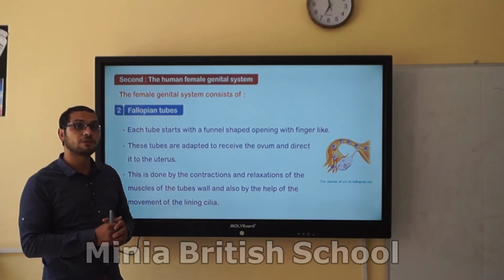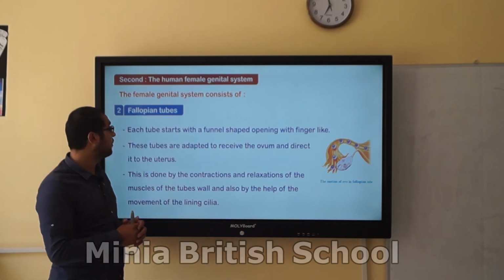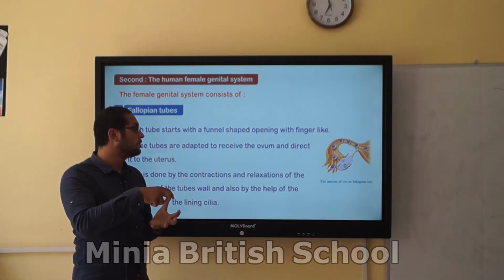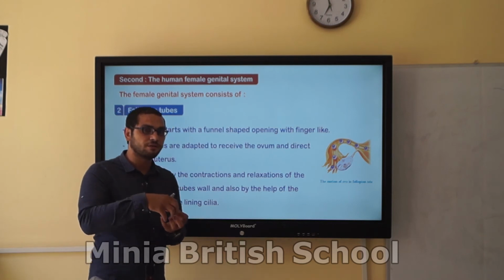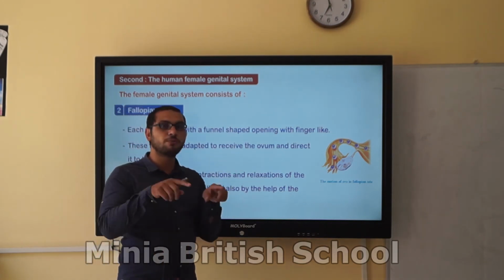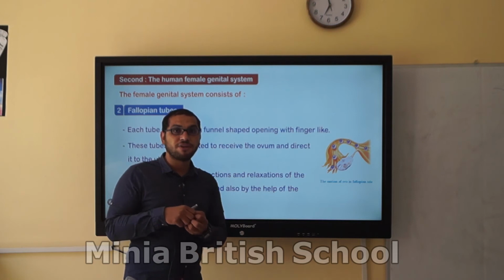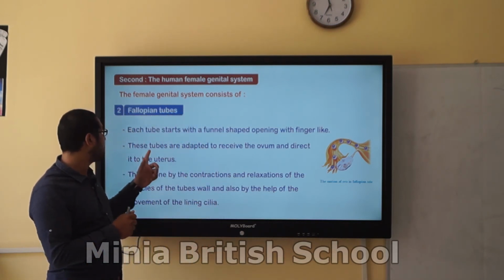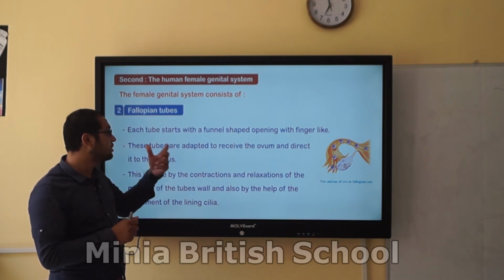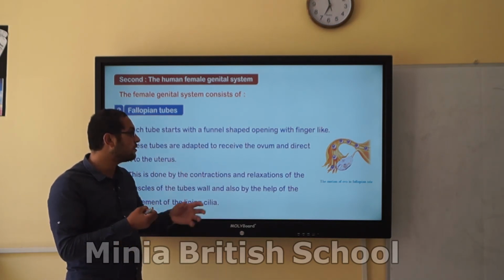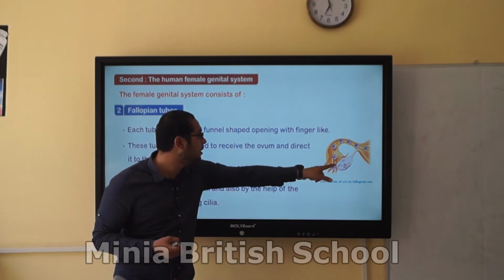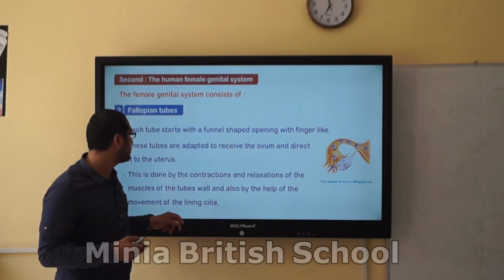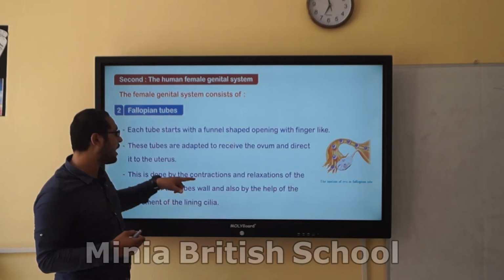The second component is the fallopian tubes. Each tube starts with a funnel-shaped opening with finger-like projections. These tubes are adapted to receive the ovum and direct it towards the uterus.